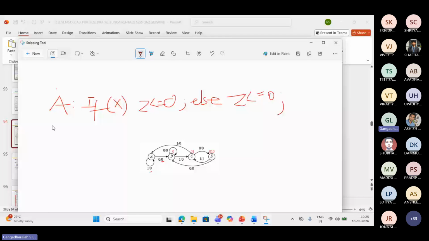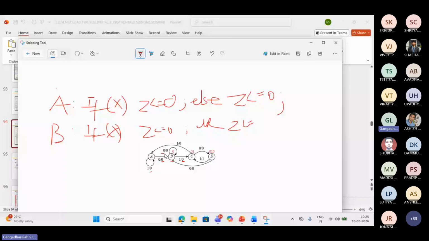Now with B as the present state, please understand. If X is 1, the output is 0, Z is 0. Else, if X is 0, what is the output? It is 0.